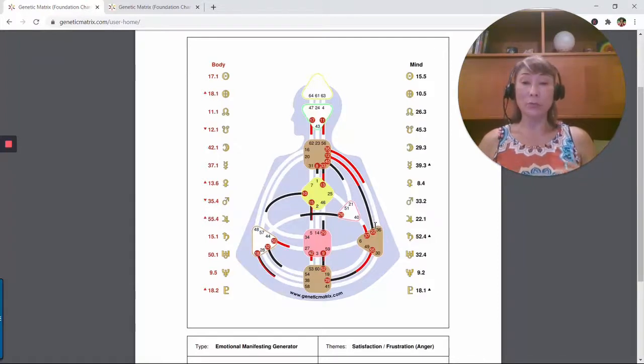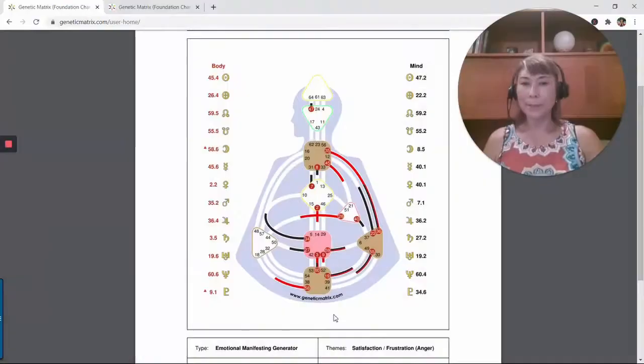And that's actually true of all of the different types of emotional waves. This one just happens to manifest as something a little bit more dramatic or more palpable for the people who have this type of hardwiring, the 22-12 and the 39-55. So this is one example of an emotional manifesting generator's chart. So here's another example of an emotional manifesting generator's chart.